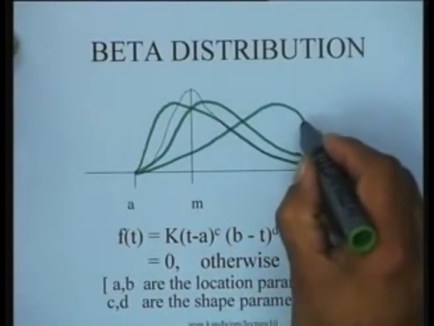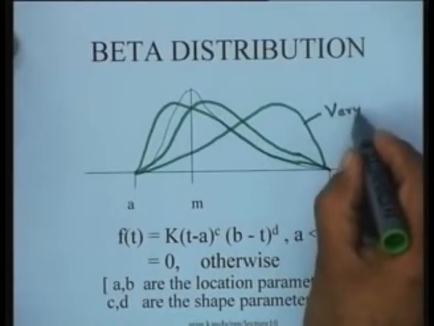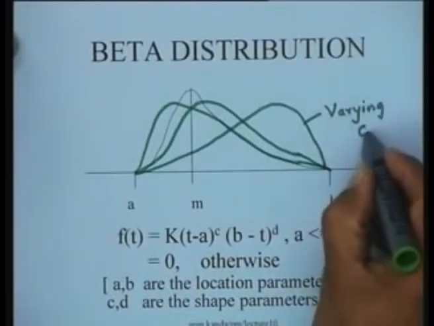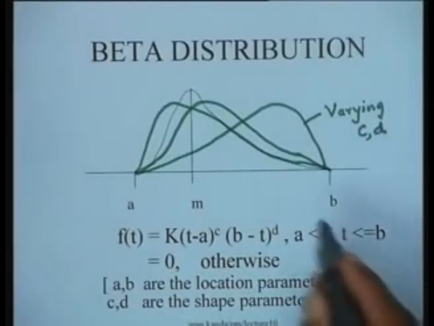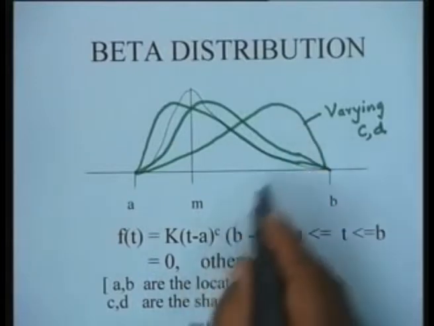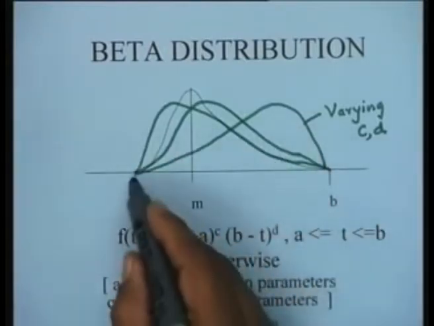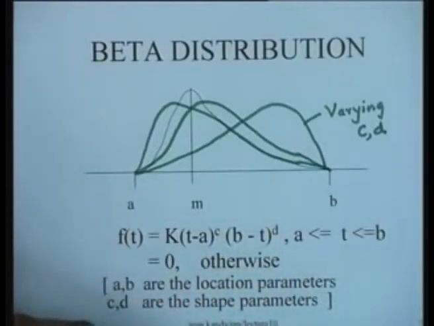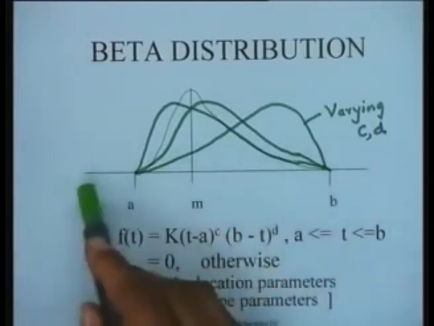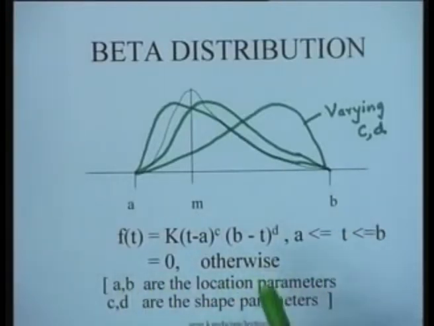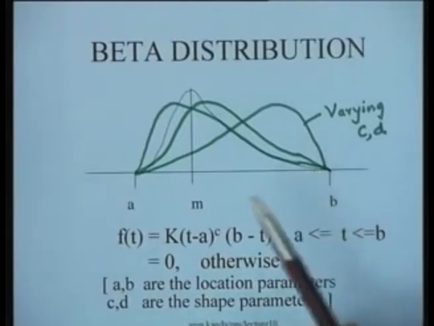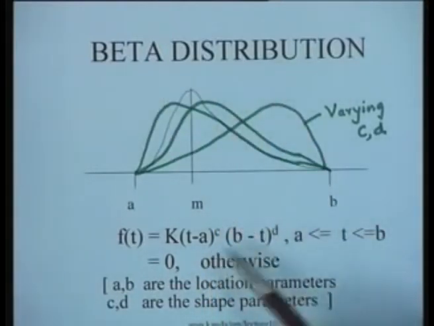So these are obtained by varying the values of C and D, which are the two shape parameters for this particular problem. So by choosing C and D, we can vary the shape of the distribution, and by choosing A and B, we can identify the location of the distribution on the entire time axis. So that's why A and B are called the location parameters and C and D are called the shape parameters. You would see very easily from this example that the beta distribution is in fact a 4-parameter distribution.